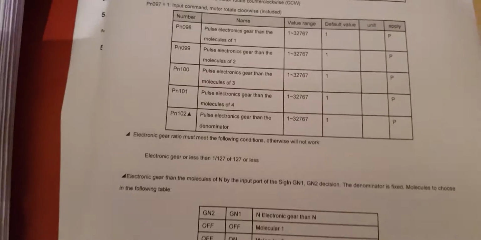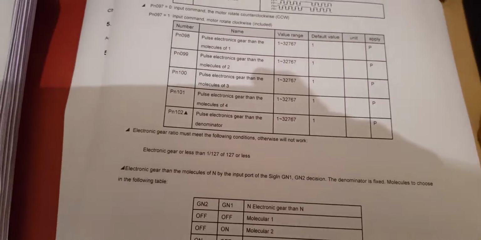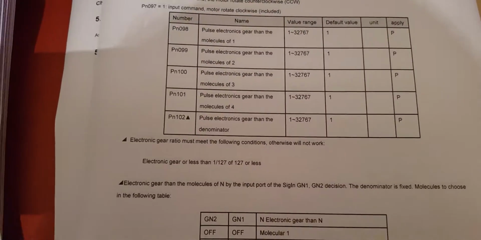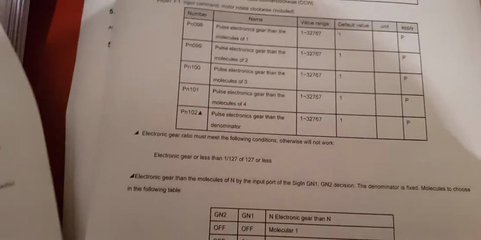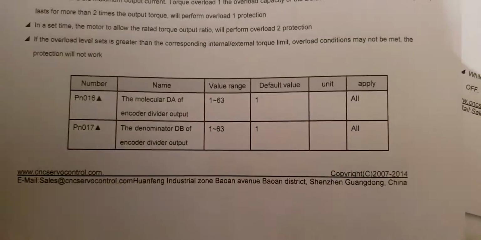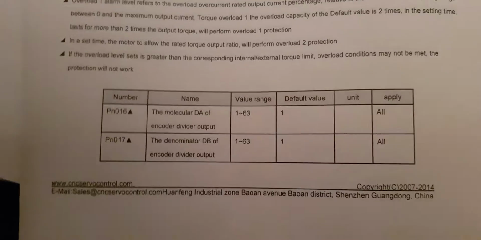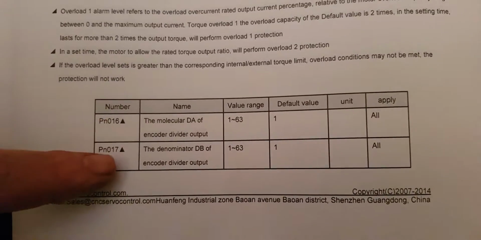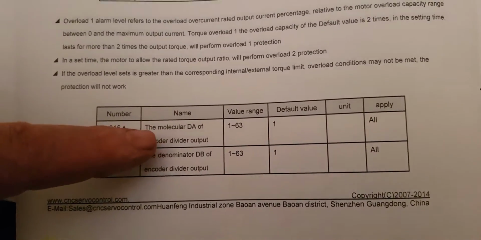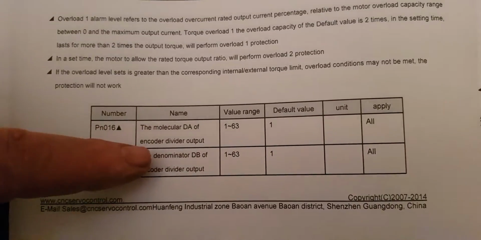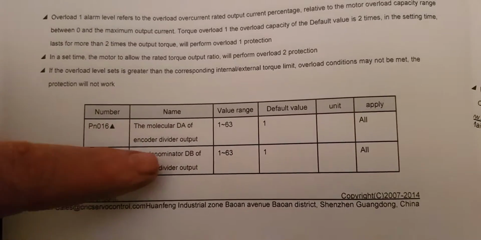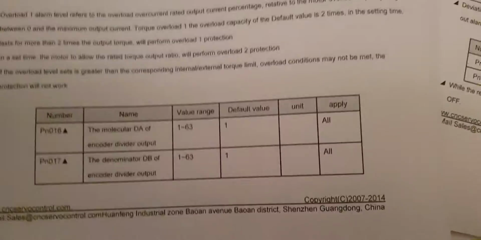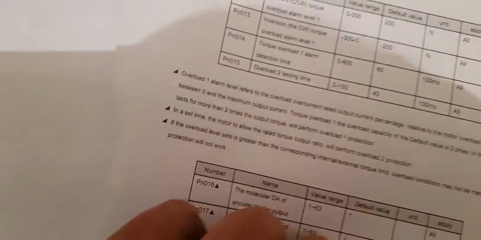There is actually another clue in the manual further down. It relates to the same thing, but slightly different, and it's here. It's related to these parameters, PN16 and PN17: the molecular DA of encoder divider output and the denominator DB of encoder divider output. It goes on to the next page.